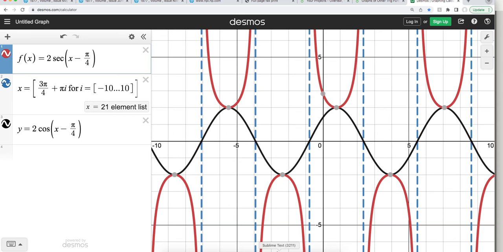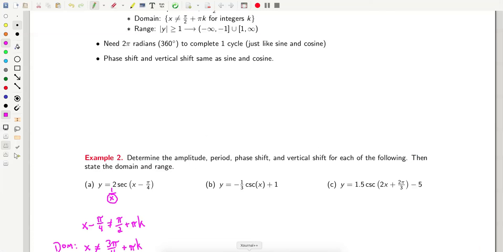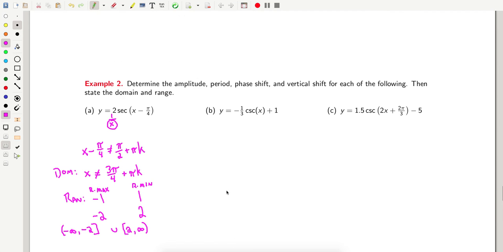All right, part B, y equals -1/3 cosecant of x plus 1. Here cosecant is 1 over y. So where is y going to equal 0? It's going to be on the x-axis.